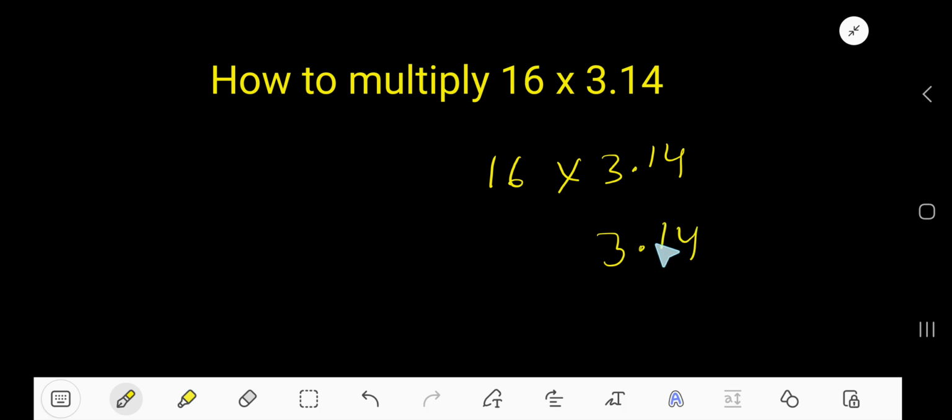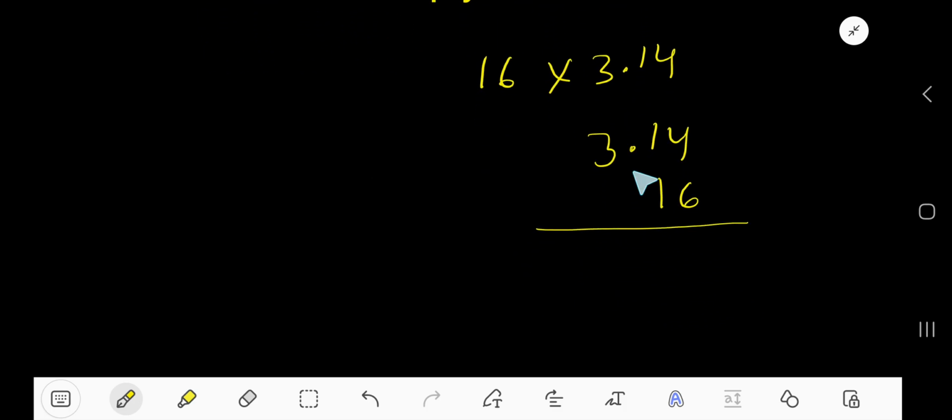3.14 first, because this number has more digits, 3 digits, but this number has 2 digits. You can set up this problem like this. Okay, first you need to forget about this decimal. Multiply this number by 16 as usual. We'll work on the decimal later.